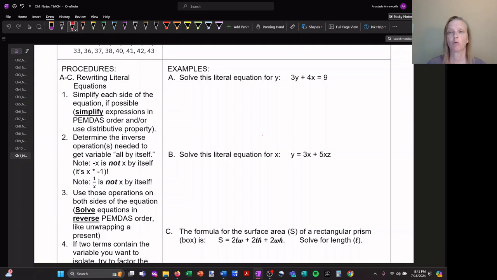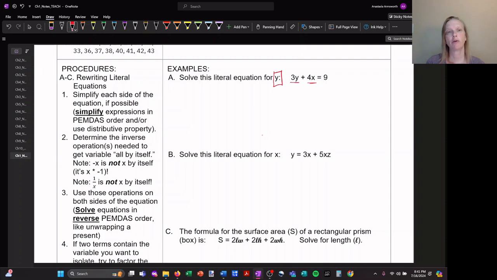Solve this literal equation for y. What this means is we want to get y all by itself on one side of the equation. Here, y is not all by itself. It's being multiplied by 3, and then I'm adding on some version of x to it. I want to rearrange this equation so it means the exact same thing. It's an equivalent equation, just with y all by itself on one side.